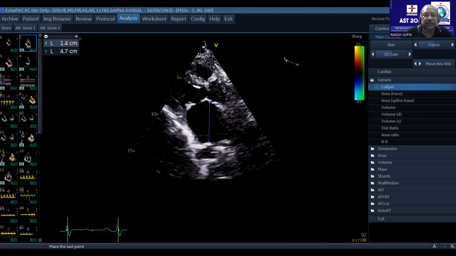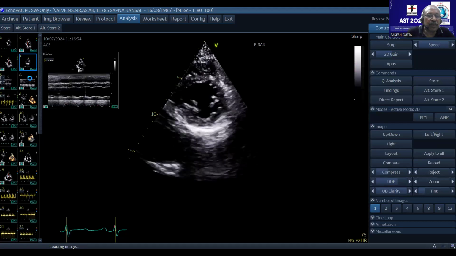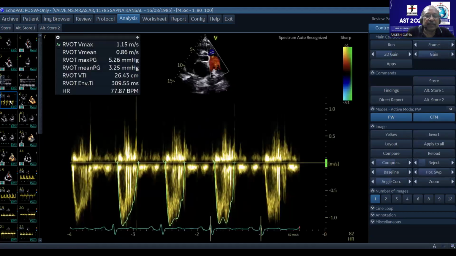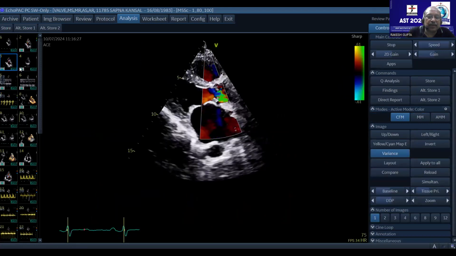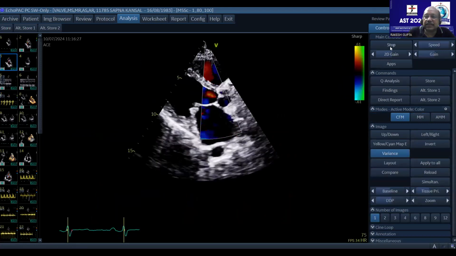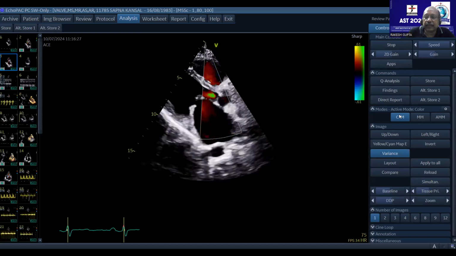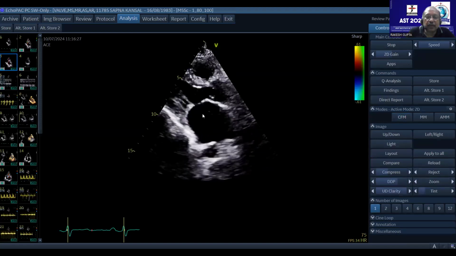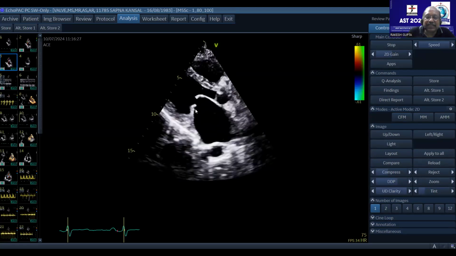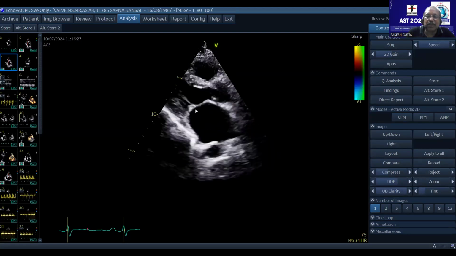Then what next? Let's move on to the next clips, one by one. We often go to the short axis view to look at the pulmonic flow velocity. Look at the leaflet. It's thickened and not mobile. It's thickened as well as immobile or partially mobile.